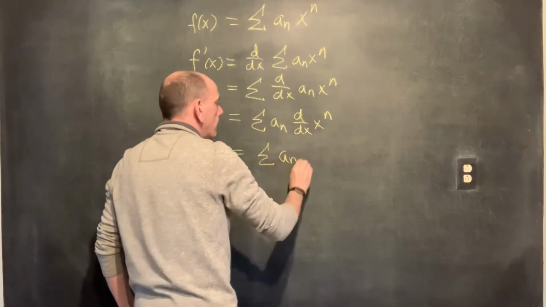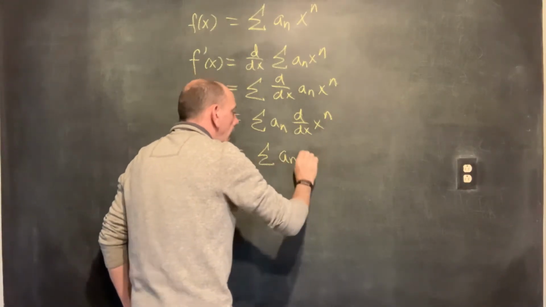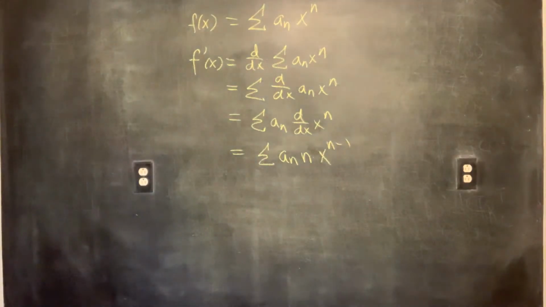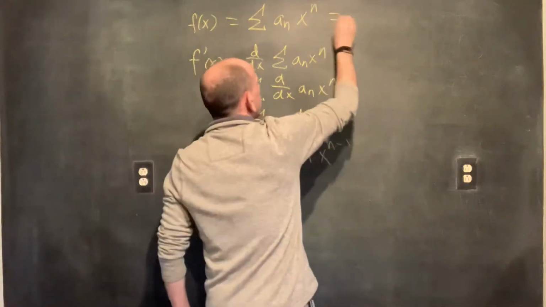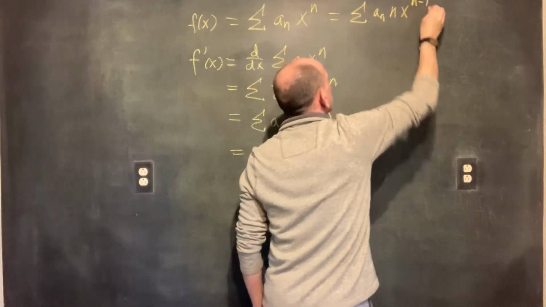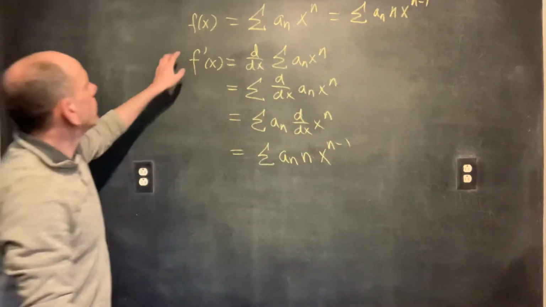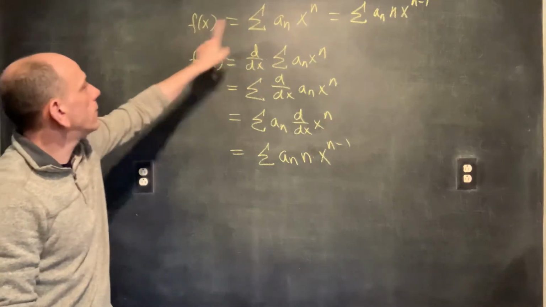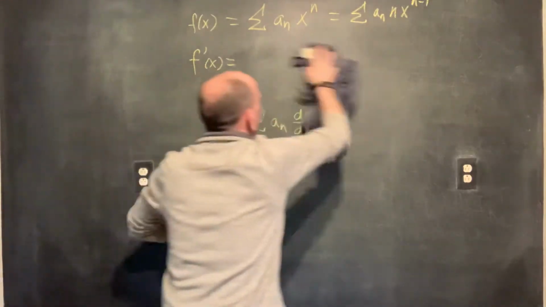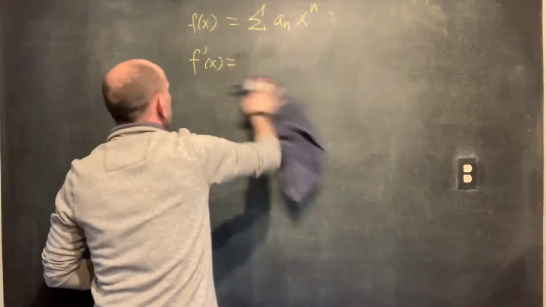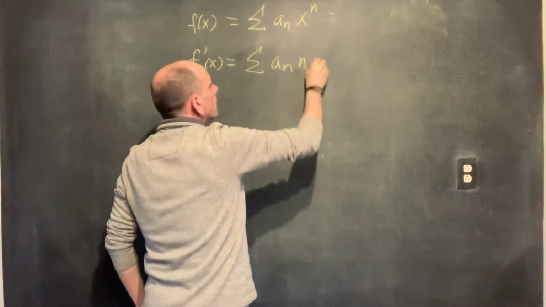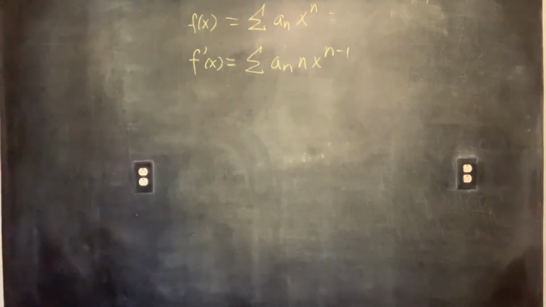Sum a sub n, n x to the n minus 1. Booyah. Okay, so that's that. Sum a sub n x to the n minus 1. Long story short there, no, that's the function, not the derivative. Let me do that. Again, long story short is we're just doing power rules. There we go. The derivative is.